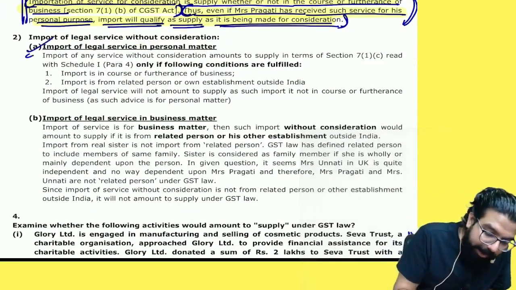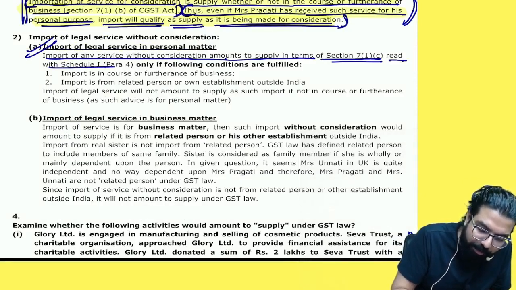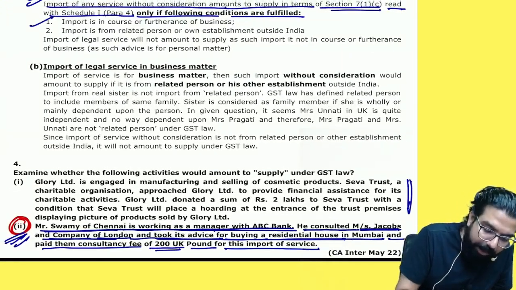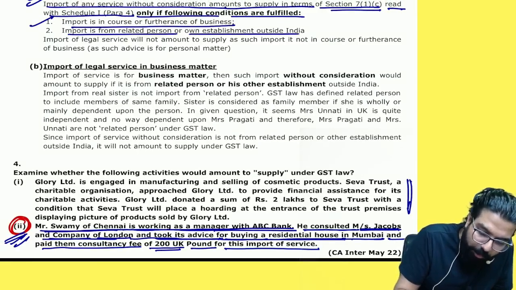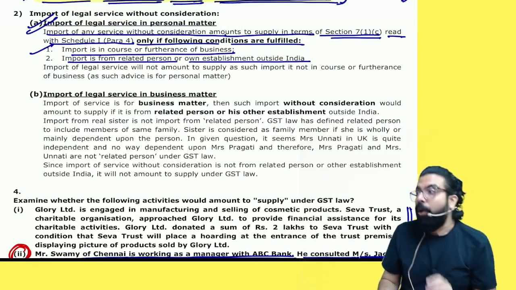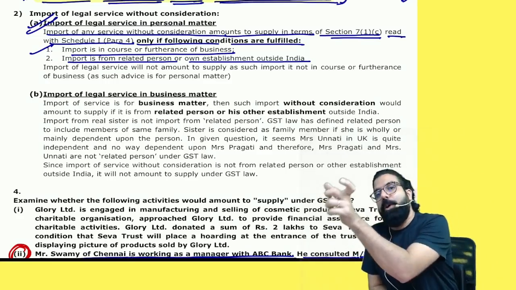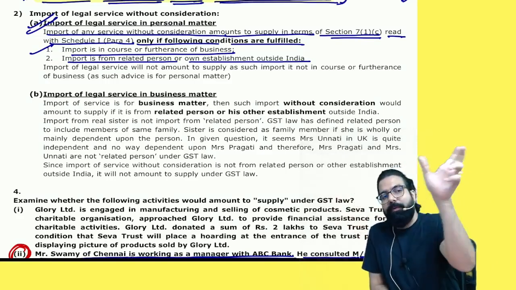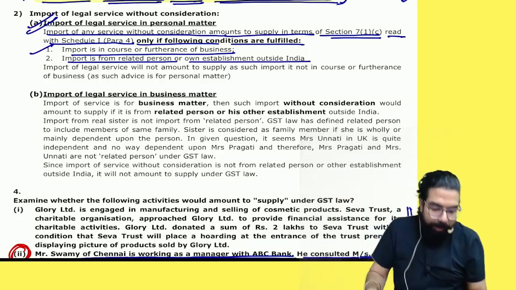See here. Importation of services without consideration amounts to supply in terms of section 71C, read with the schedule, only if the conditions are fulfilled. Number one, importation is for business. Number two, importation is from a related person or own establishment. Did I tell the same thing? You could have simply also written the law over here saying: importation of service without consideration from a related person but for business only is considered as supply. And then you could have written in the given case.